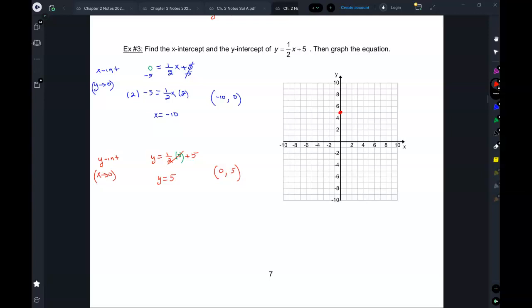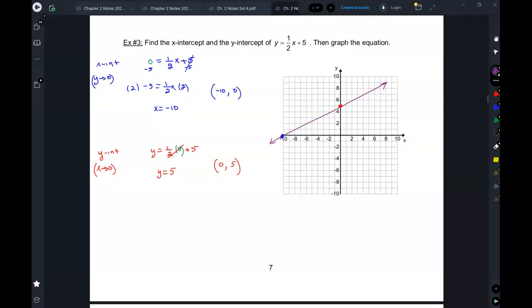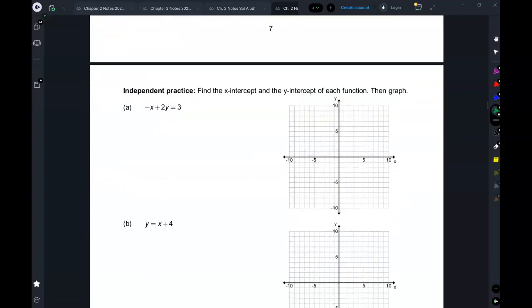So here's 0, 5. And negative 10, 0. And it looks like this. All right? Okay. So you have to remember then, the first step is to set one of the variables to 0. And then your final answer has to be in this format. Okay?